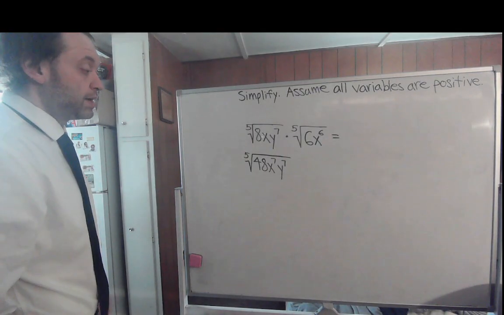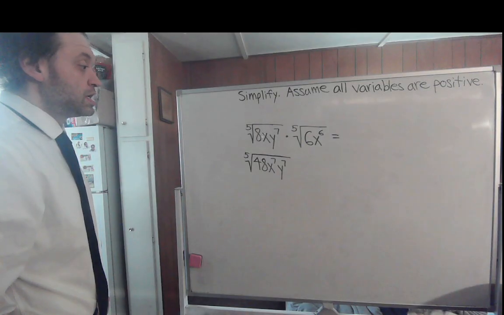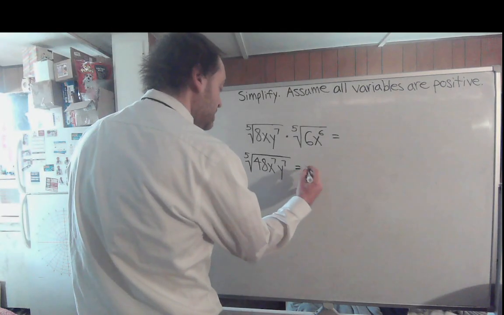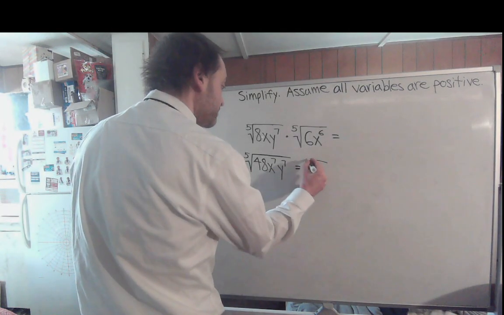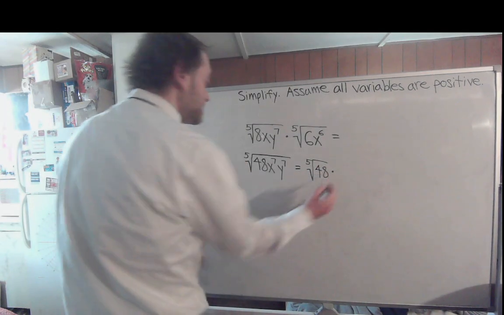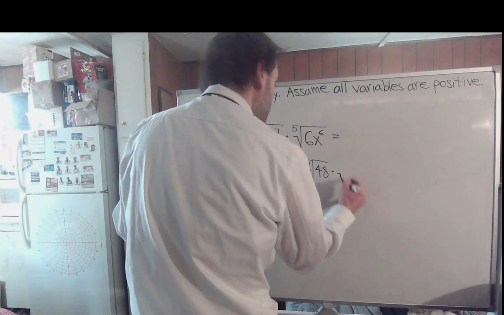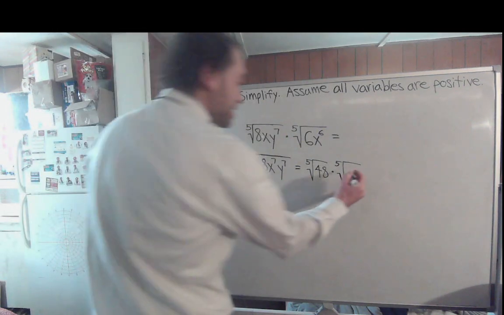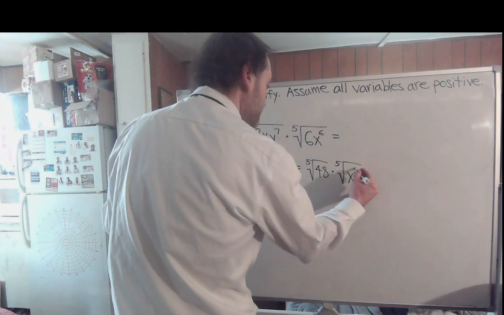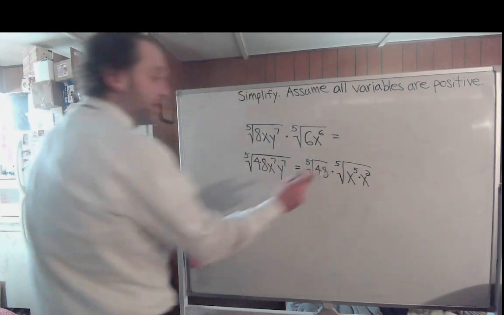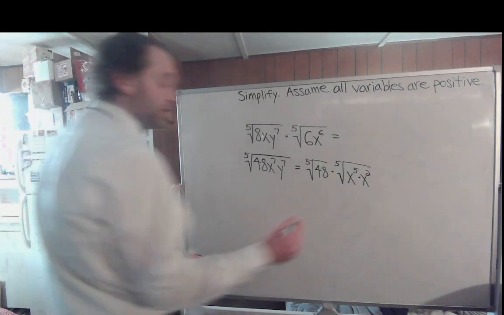All right, well, let's split these up individually now. This would turn into the fifth root of 48 times, let's look at the fifth root of x to the 7th. If I took x to the 5th times x squared, well, that would just give me the fifth root of x to the 5th. That would give me a perfect fifth.